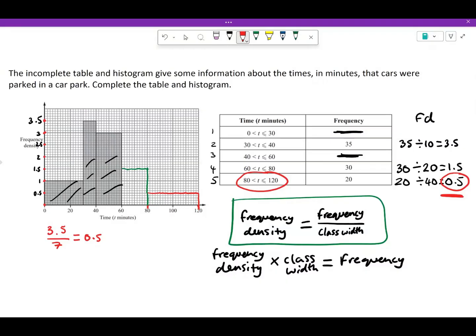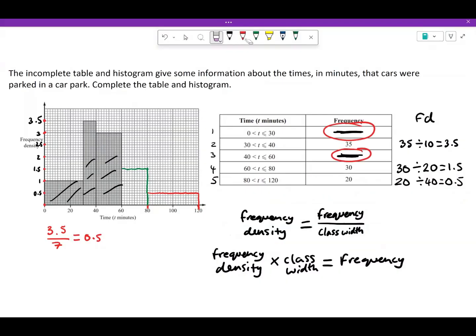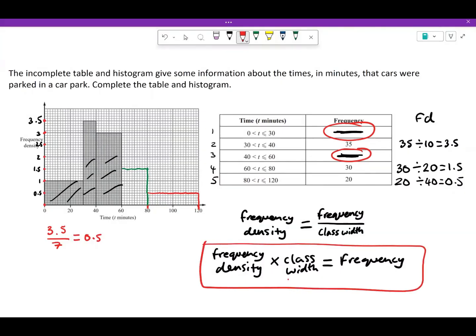We still haven't finished the question because we need to complete the frequency table. We need to identify these frequency values. To do that, we have to make use of this formula down here, that the frequency is equal to the class width times the frequency density.